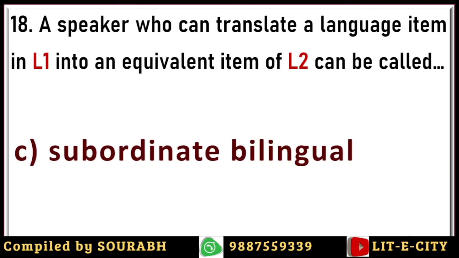Incipient bilingual has the minimum knowledge of, we can say, two languages. Coordinate and compound are basically in his brain. Whether the two languages remain separate, then it is known as coordinate. And if they are mixed together, then it is known as compound.